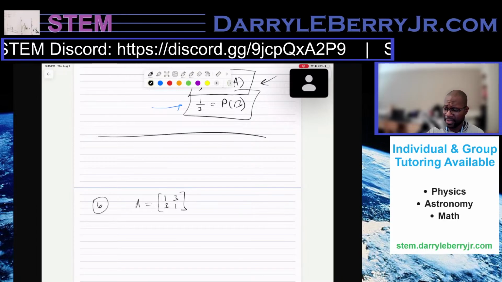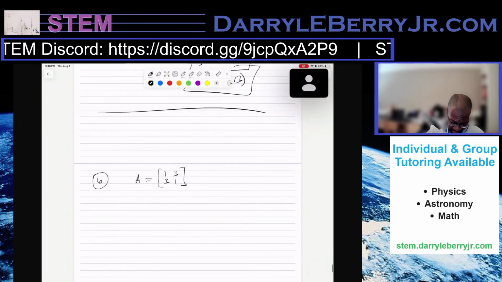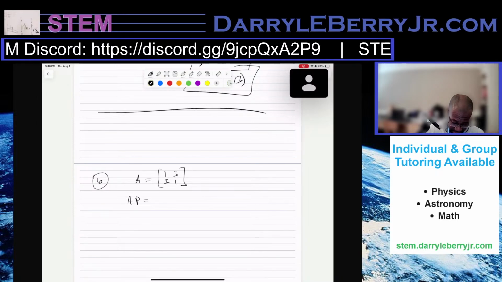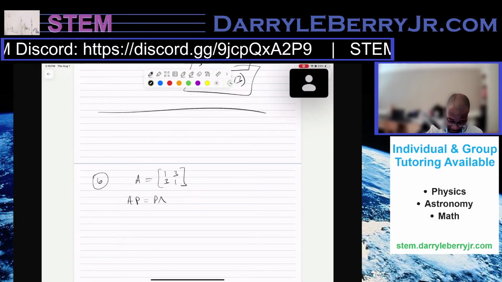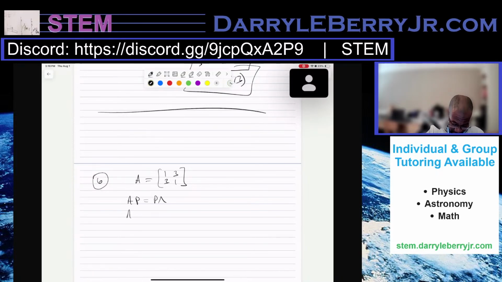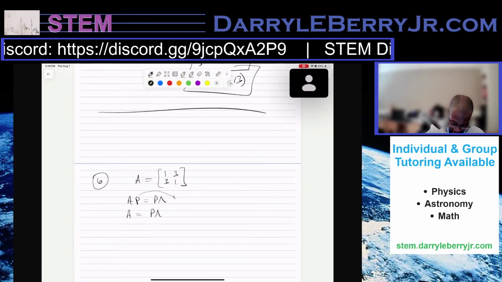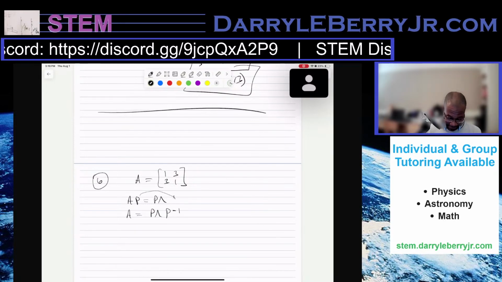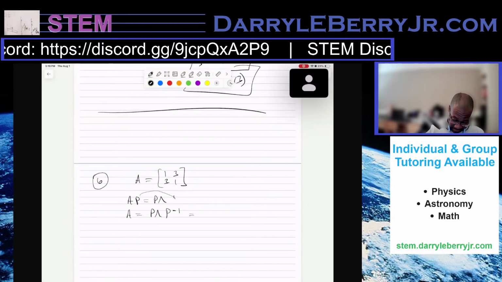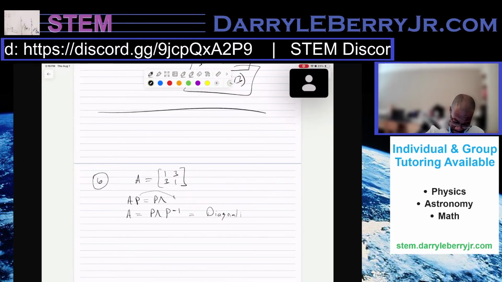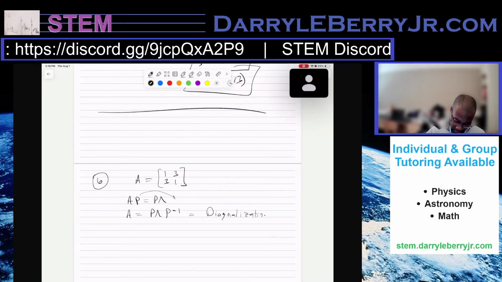Now, me myself, I'm often confused by this terminology. I always start with AP equals P diagonal. So A equals P diagonal, and P inverse goes to the other side. This is the diagonalization of A.